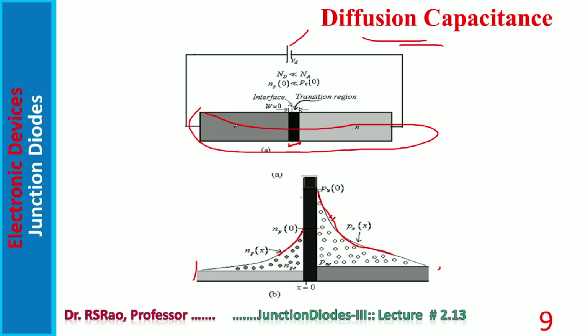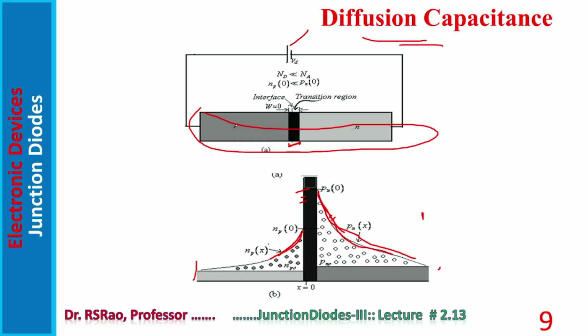Consider holes here. Plenty of holes get injected into N side and they keep on traveling towards the terminal end. While traveling, they meet electrons. Plenty of electrons are available because it is N side. When they meet, recombination happens. When recombination happens, concentration naturally falls. So that's why hole concentration keeps on falling. Rigorous mathematical analysis shows that the fall is exponential. So holes fall exponentially. In the same manner, electrons also fall exponentially.